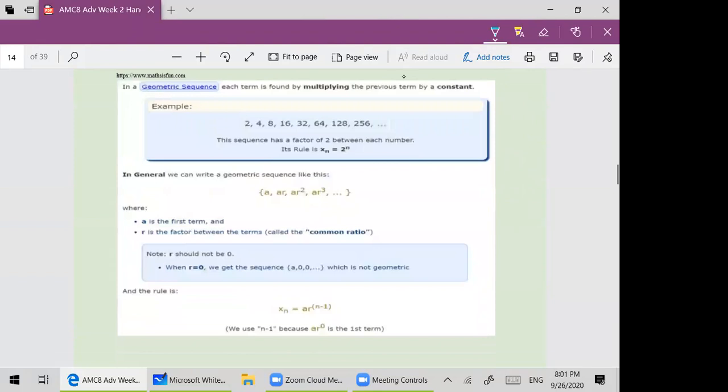Now, geometric sequences are very similar to arithmetic sequences, except they multiply the previous term by a constant. This is an example of a geometric sequence.